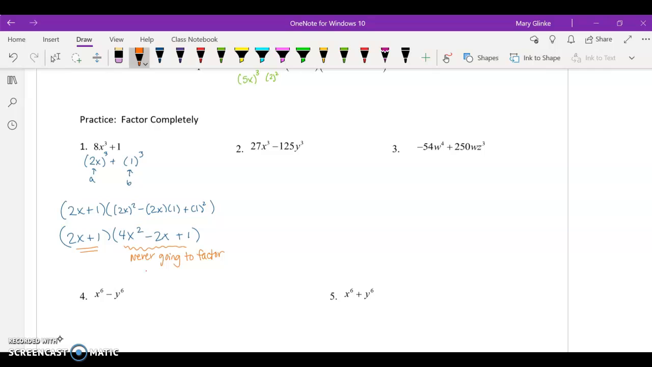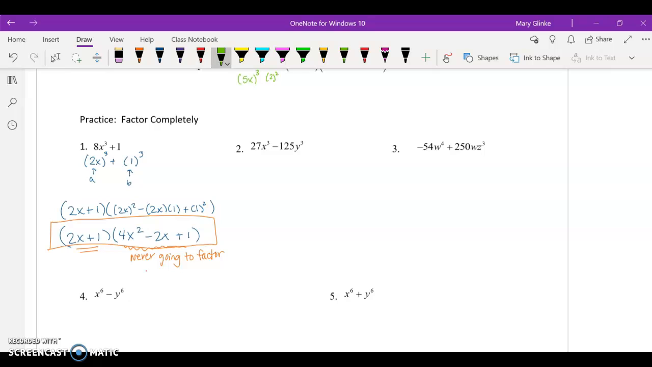Okay, if you're using your split middle term, 4 times 1 is 4. What multiplies to get 4 but adds to get negative 2? Nothing works. So the sum and difference of cubes is kind of like your last resort here, because after you use it, you can't keep going. So we're going to try another example here.